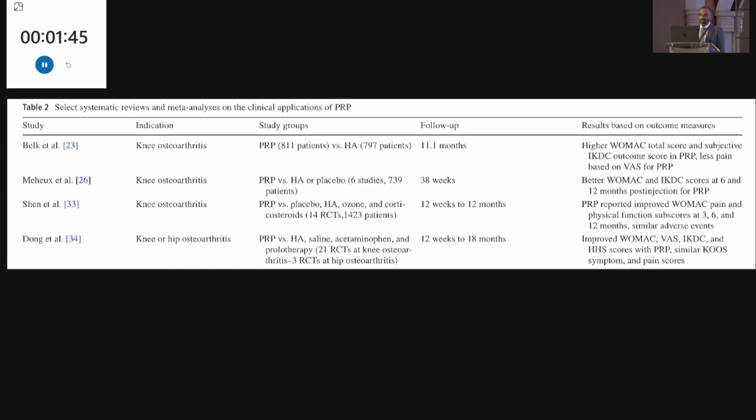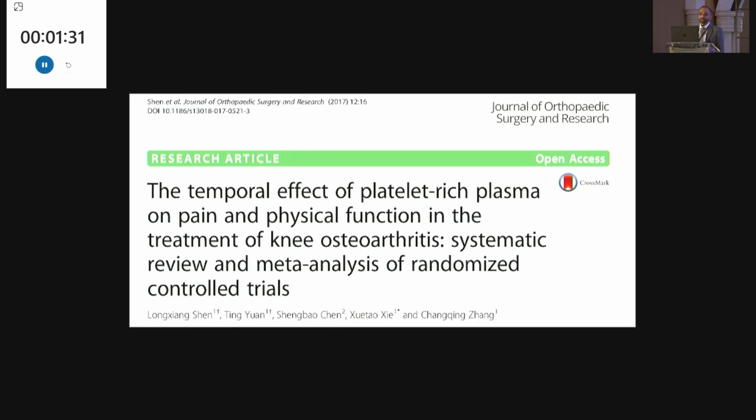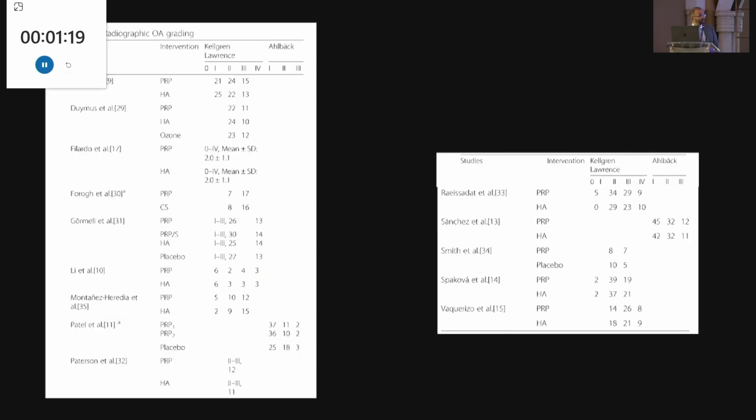Then I narrowed this down to PRP, which is what we probably are most mindful of and want to know about. And there are some of these studies I've selected out, reviews of PRP. And here's one, the temporal effect of PRP, pain and physical function. So I've narrowed it down to these things. And you can see here, here's how the scoring is. There are very few papers on grade 3, which I was tasked with, and almost none for grade 4.